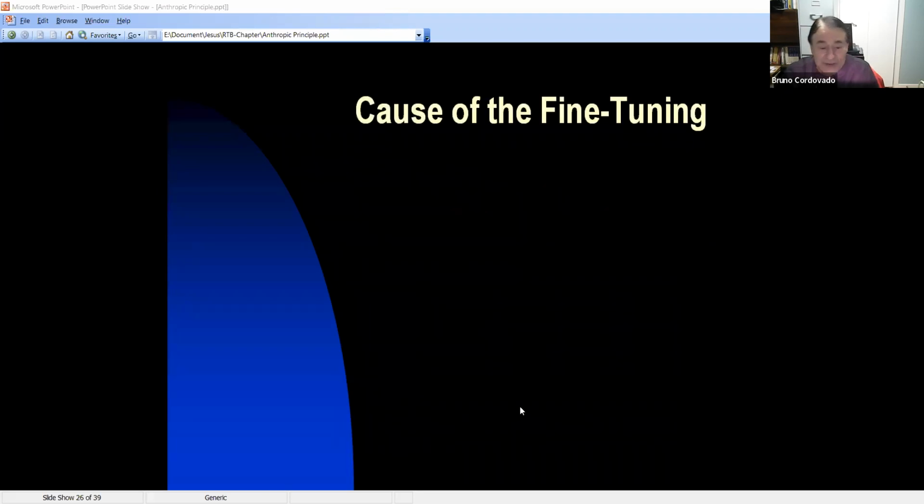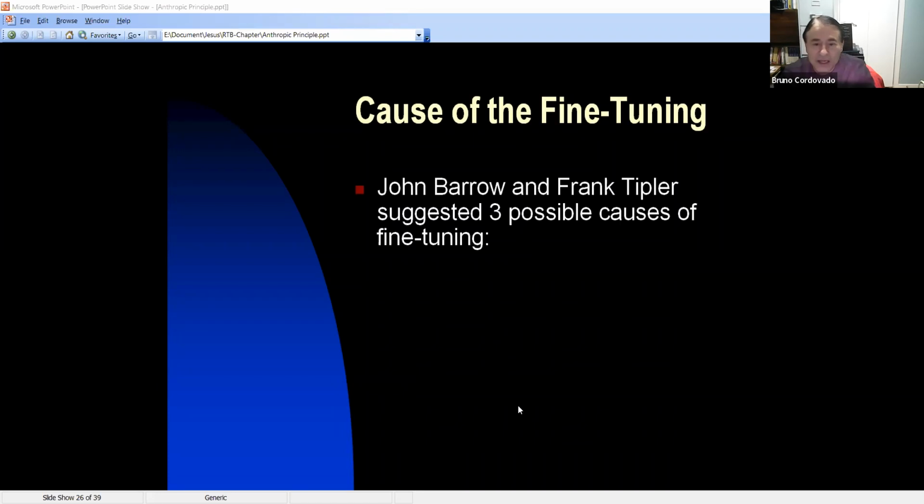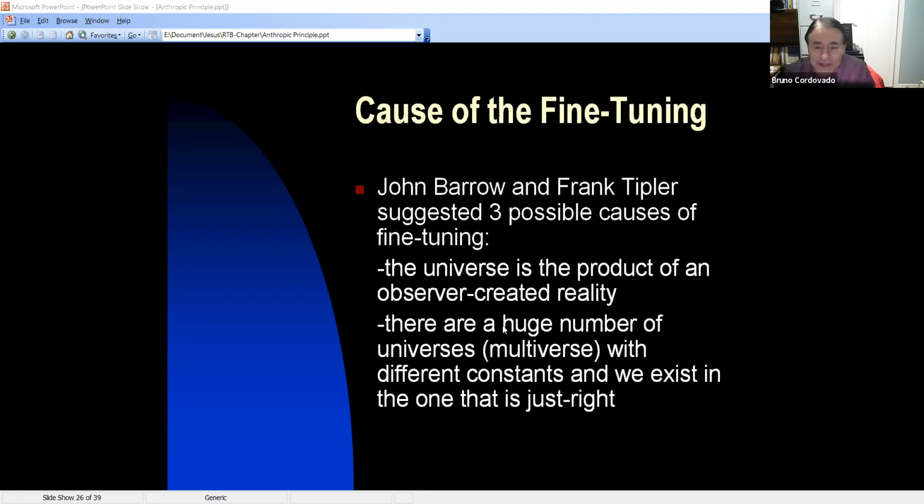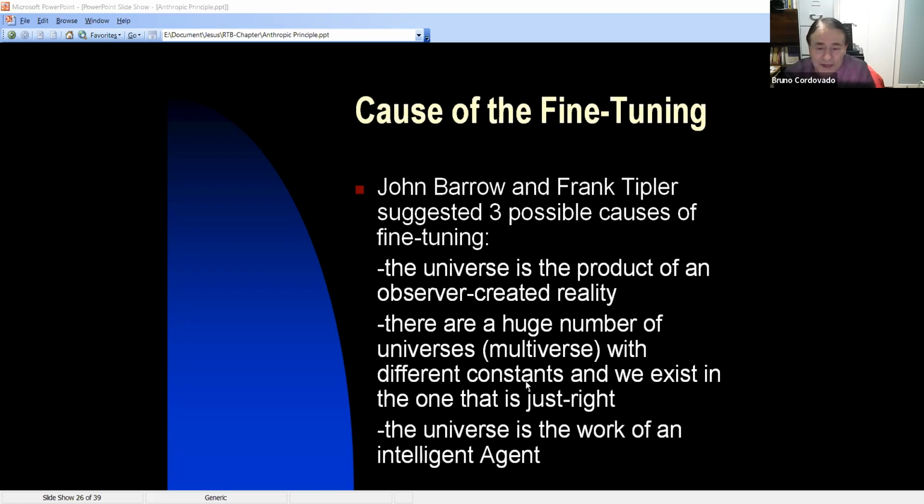So why is there fine tuning? John Barrow and Frank Tipler, in their book, suggested 3 possible things that could cause this fine tuning. One is that it could be the product of observer-created reality. I'm going to explain that in the next slide in more detail. The other possibility is a multiverse, where you have a huge number of possible universes, and they all have different constants, and we exist in the one that's just right. Or the universe is the work of an intelligent agent.